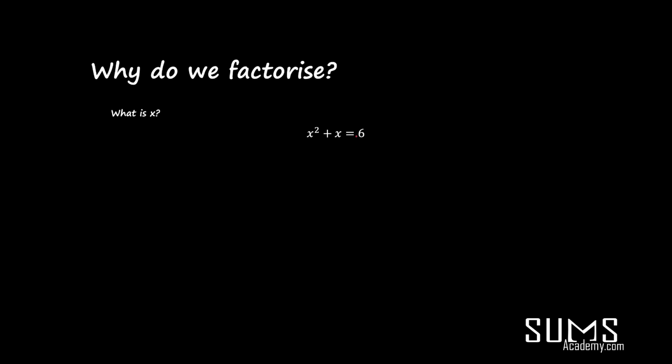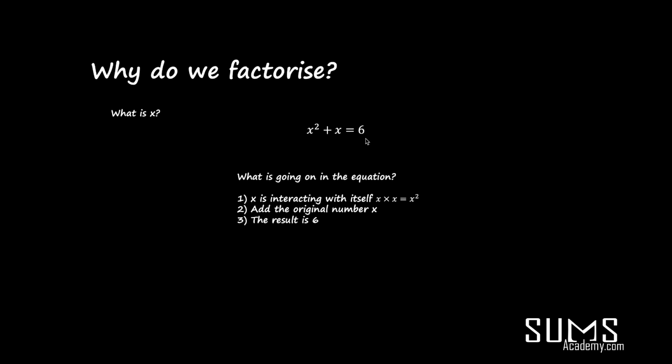So that's pretty easy. But what about when we have something like this? What is x squared plus x equal to 6? Well, this isn't as straightforward as the previous example. So, what is going on here? Well, what's happening is the x is interacting with itself here. Then you're adding the original number. Remember that this x and this 6, they're both just numbers. And then the end result is 6. Okay? So how would you solve this?